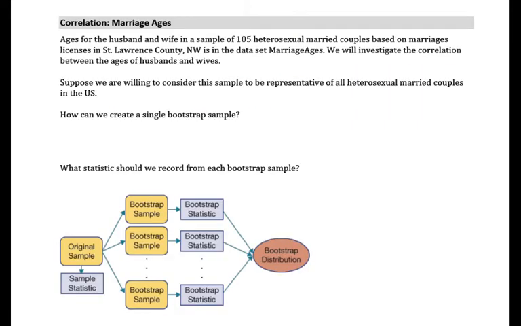In our first example, we are going to find a bootstrap distribution for correlation. So the particular statistic we're going to calculate is the correlation, and in this case it's the correlation of ages of husbands and wives from heterosexual married couples. And let's suppose we're also willing to consider this to be representative of all heterosexual married couples in the US, even though they were all taken from one county. So that is a questionable assumption.